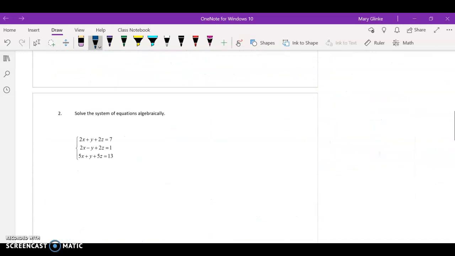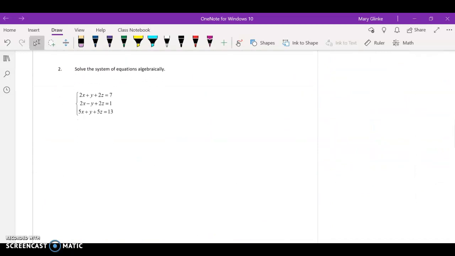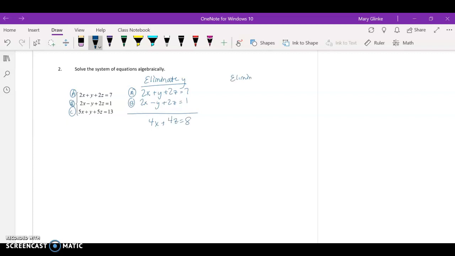Let's take a look at another one of these, because I know that was kind of a lot going on. So let's go ahead and identify A, B, and C. I'm going to eliminate y in this one only because it looks kind of nice. So if I take A and B, those two just naturally, the y's would eliminate. So I would get 4x plus 4z equals 8. I'm going to eliminate y once again. I'm going to choose B and C.